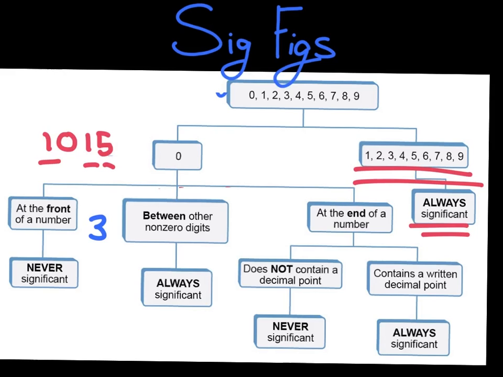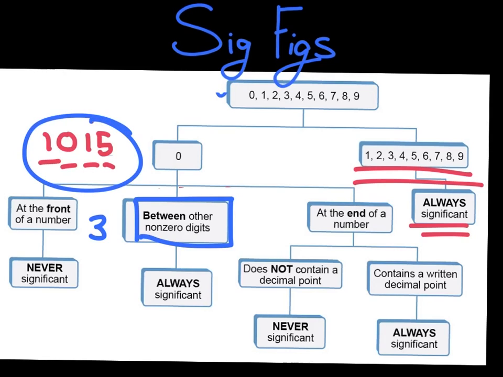But what about the 0 in this case? Well, it's not at the front of the number, because if it was, it wouldn't be significant. But using the rule that we just learned, between other non-zero digits, it's always going to be significant. And 1 and 1 are non-zero digits. So in this case, then, 0 is going to be significant. So this number here is going to have 4 sig figs. Simple. Not too bad. Those ones are really not that bad. The last one can cause some people some trouble, though.